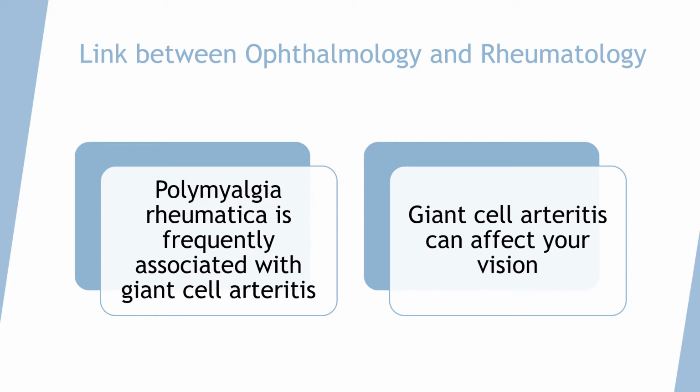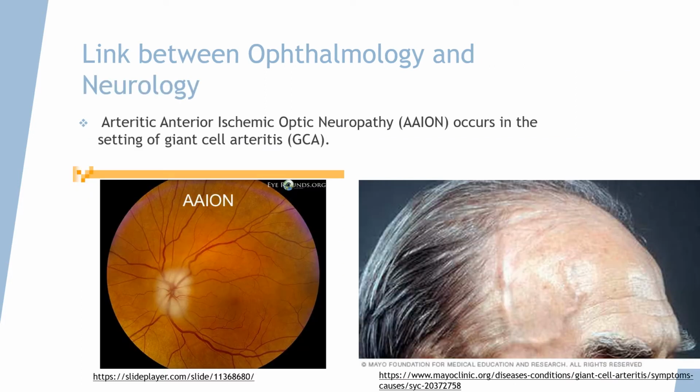Polymyalgia rheumatica, which is a disease in rheumatology, is also associated with scalp tenderness and temporal pain, and indicated with vasculitis known as giant cell arteritis. Another link can be drawn between ophthalmology and neurology. GCA causes arteritic anterior ischemic optic neuropathy, or AAION. This is essentially an impairment in the optic nerve.